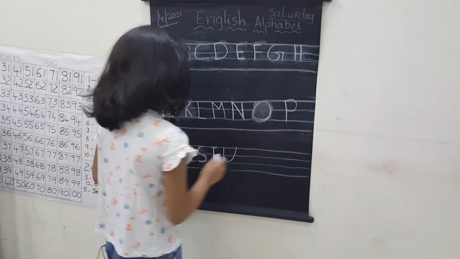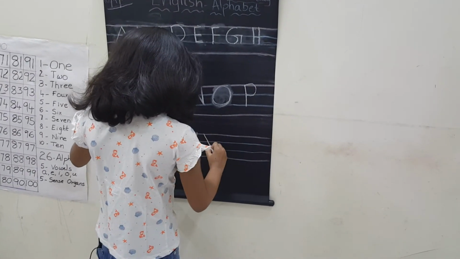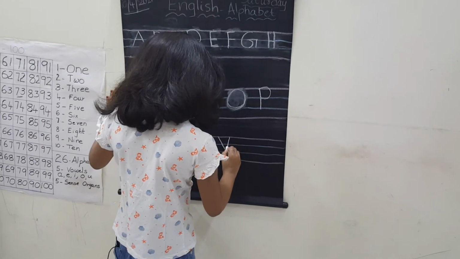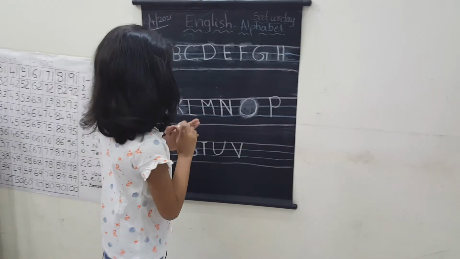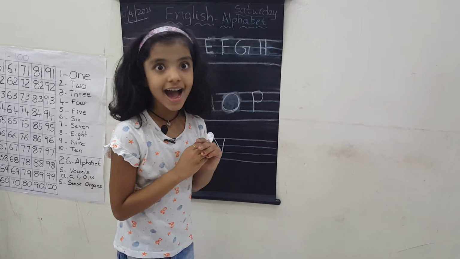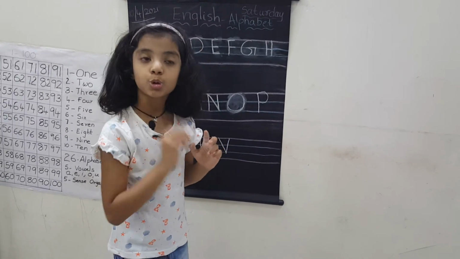Now we are going to write V. Van. V is for van. Now we are going to write W.